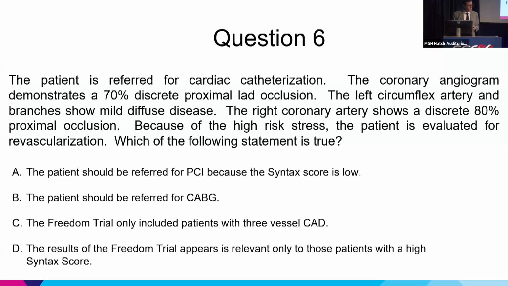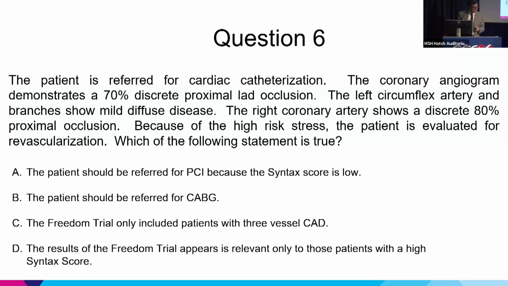A, the patient should be referred for PCI because the SYNTAX score is low. B, the patient should be referred for CABG. C, the FREEDOM trial only included patients with 3-vessel disease. And D, the results of the FREEDOM trial are relevant only to patients with a high SYNTAX score. Why do we go about that? Who goes with A? Who goes with B? Who goes with C? And who goes with D?